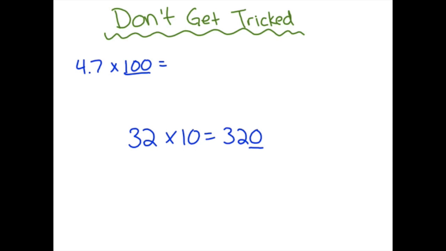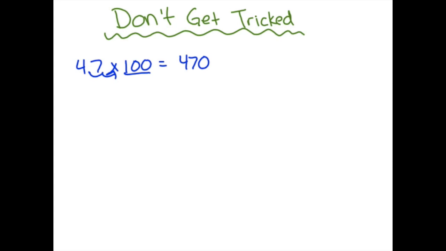The same thing occurs when we're doing multiplication of a decimal. So 4.7 times 100, we want 100 of those. We have to add 2 place values, and it's going to become 470. So 4.7 times 100 equals 470.